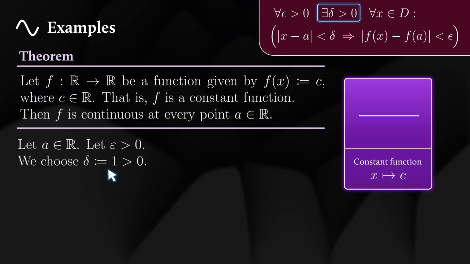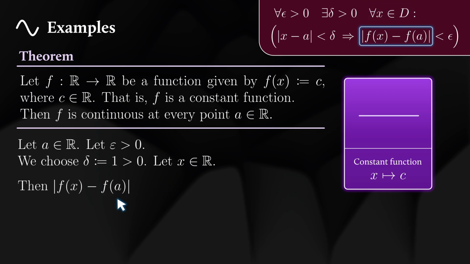Then for all x, so let x be a real number. Then let's see what happens if we consider the difference between f of x and f of a and the absolute value of that. We just plug in the definition of our function, which is just a constant function, so we get c minus c, which is the absolute value of 0, which is 0. And then 0 is smaller than epsilon by assumption. So indeed the absolute value of f of x minus f of a is smaller than epsilon.